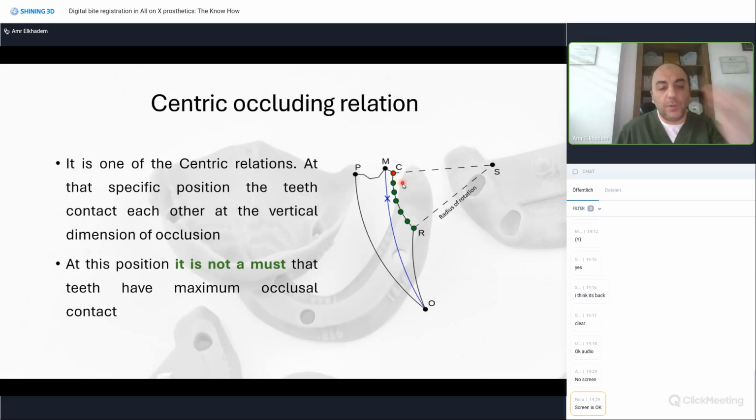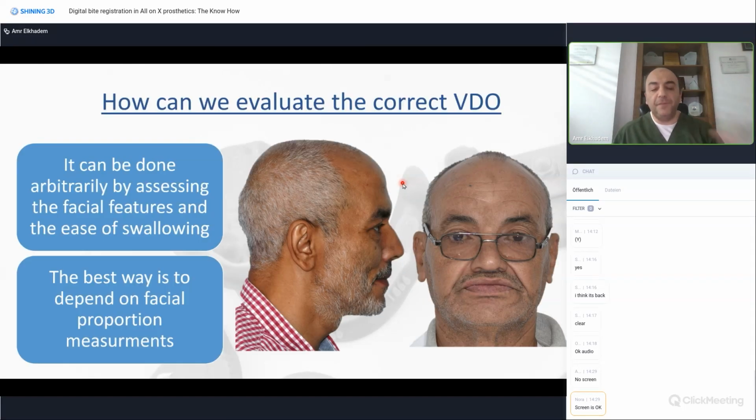This brings us to the question, how can I know the vertical dimension of occlusion if the patient does not have teeth? Definitely it depends on the patient's face. Some experienced people would know that this patient is definitely a low vertical dimension patient and this one is good. From the facial features, he has drooping at the corners here, the lips are everted outside, but in this patient, the lips are lightly touching, the mentalis muscle is not active. So it can depend on the clinical experience of the facial expression. But believe me, this is not the best way that everyone can do it.